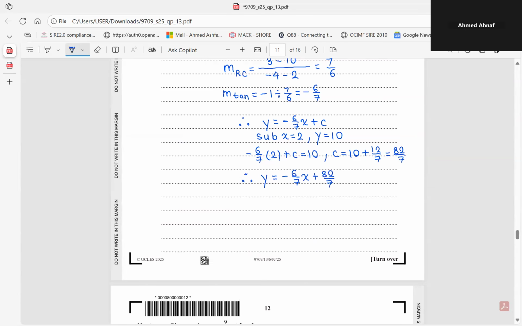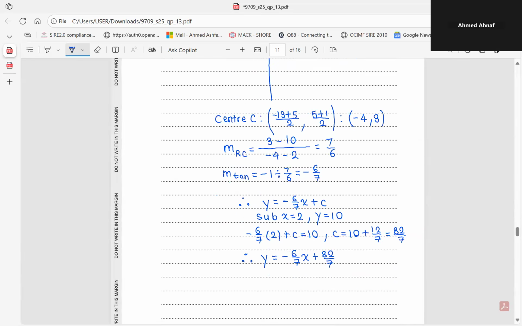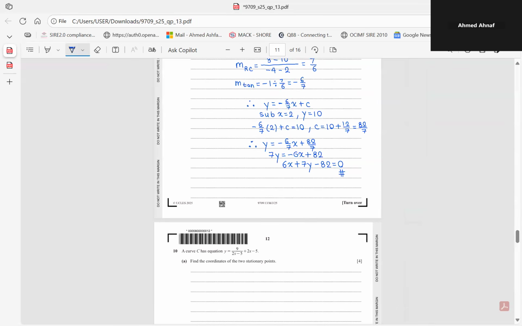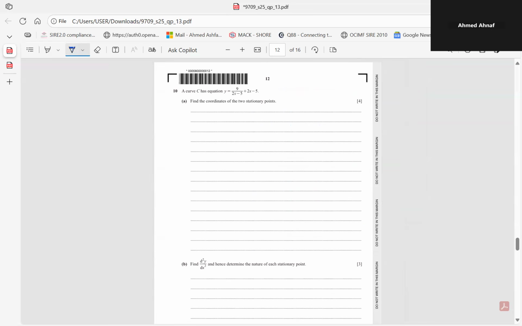Now let's multiply both sides of the equation by 7 to get it into this form. Since a, b, and c have to be integers, this would be 7y equals -6x plus 82. And finally, let's move everything to the left-hand side. Adding 6x, we'll get 6x plus 7y, and subtracting 82 from both sides, we'll get 6x plus 7y minus 82 equals 0. So this is our final answer for this question. Let's head on to the next question.